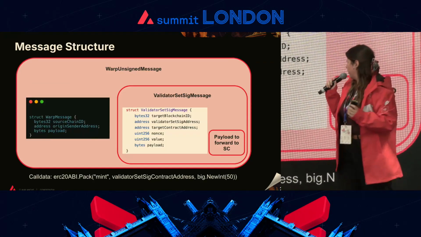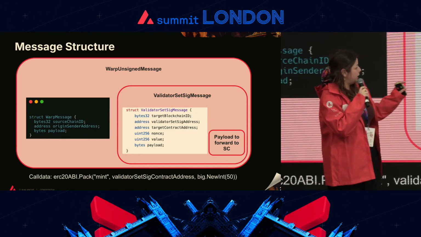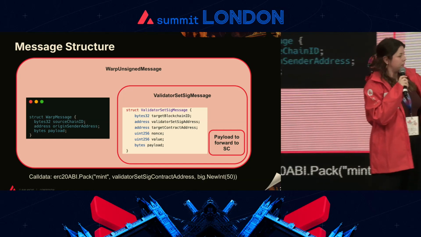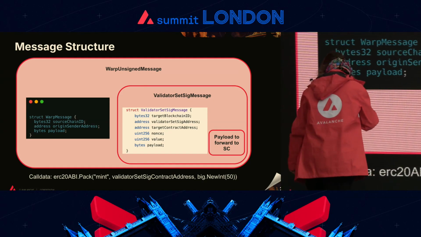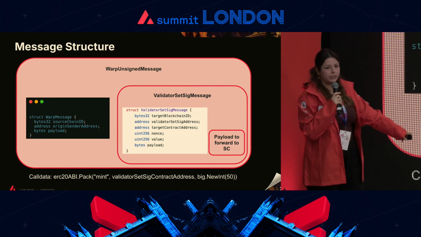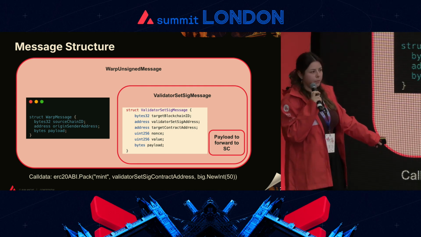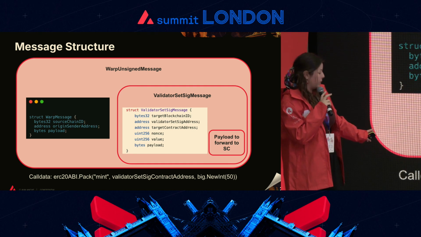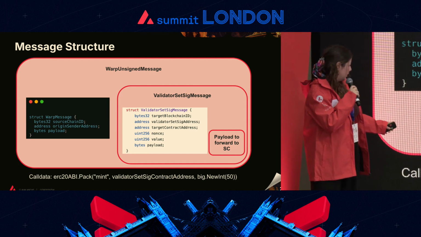So how does this look? This is the structure of the message. First of all, we need to decide the payload to forward to the smart contract. Here is an example of the call data, for instance, for minting some ERC20, where the ERC20 token's mint function has been restricted to the validator set sig contract.